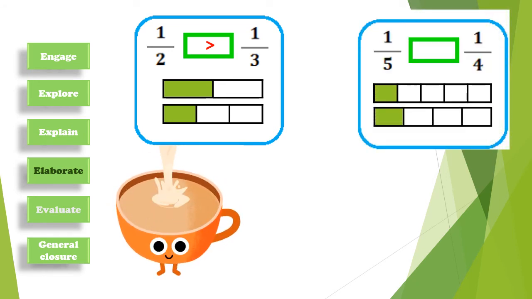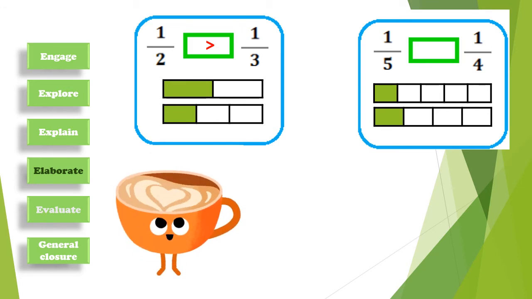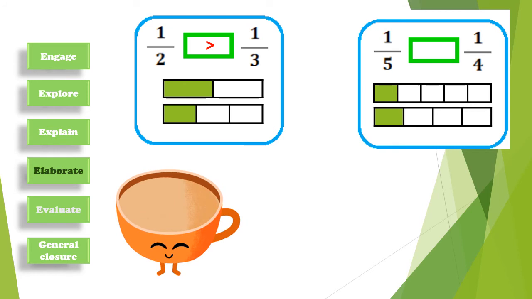Fifth or fourth? Look at the shaded part. Who has the biggest shaded part? Yes, fourth. And look at the denominator. Who has the smallest denominator? 4. So fourth is the biggest.